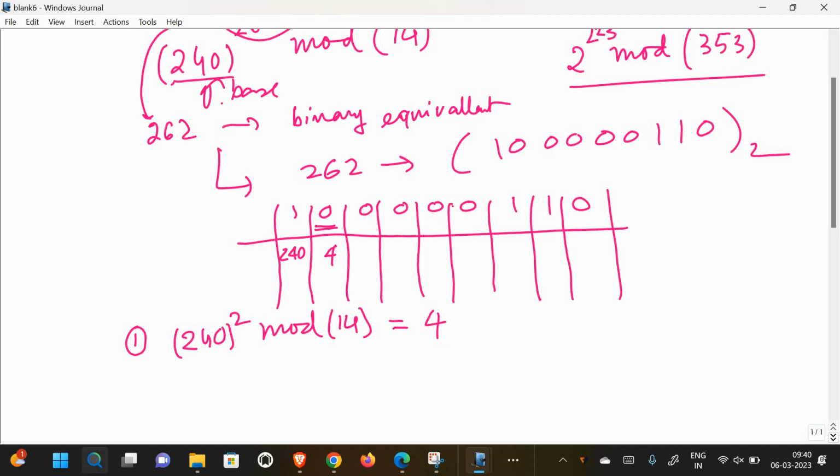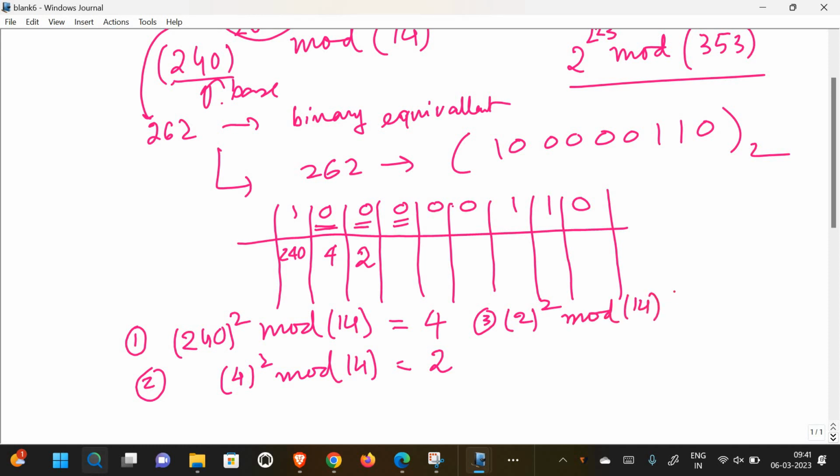Alright. 240 I have taken, and I have taken the first round. As 0 is there, we will only require the square. As this is 0, we are only going to square the previous data and we get the value 4. This comes in as the input over here. Now, the next data is again 0. So, we will do 4 square mod of 14 and we get a value, 2. That 2 is substituted here. Now, we take 2 square, this is the third step. This is my 0 again. So, 2 square mod of 14. We get the value 4.